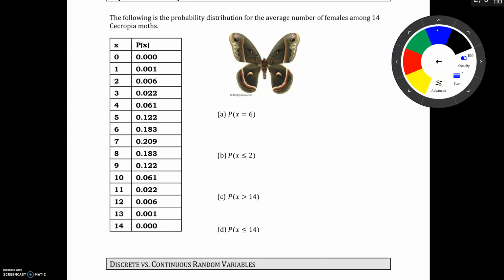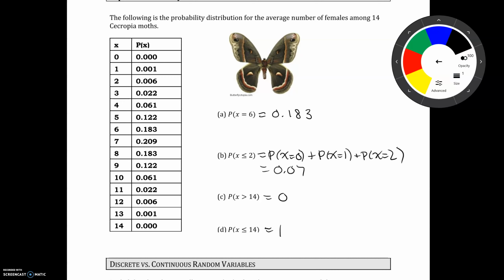Okay. Our tables can be larger or smaller, so now that we've introduced that idea, take a second, pause the video, and try and complete the next 4 questions for the moth. We've got a probability distribution for the average number of female moths out of 14. What's the probability that x is equal to 6, less than or equal to 2, greater than 14, or less than or equal to 14?